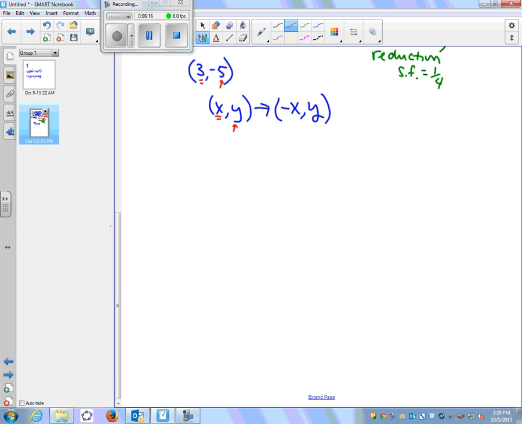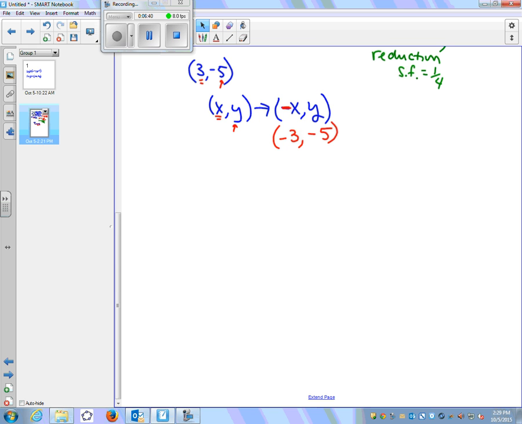So this symbol in front of x means change the sign of x. So if it was positive, it's going to become negative. If we're going to keep y the same, it was negative, it's still going to stay negative. Okay? Remember that this little symbol in front means change the sign.